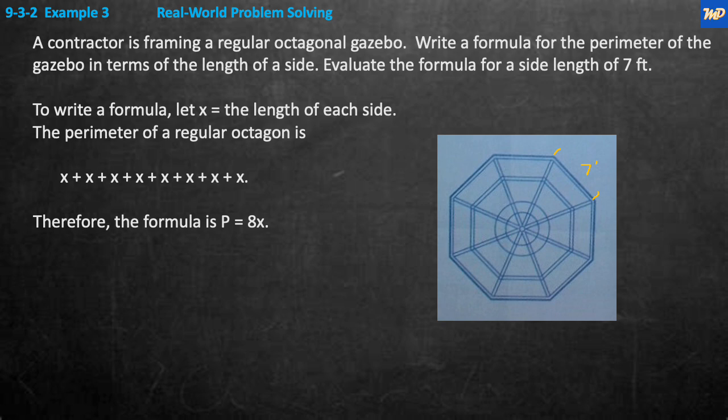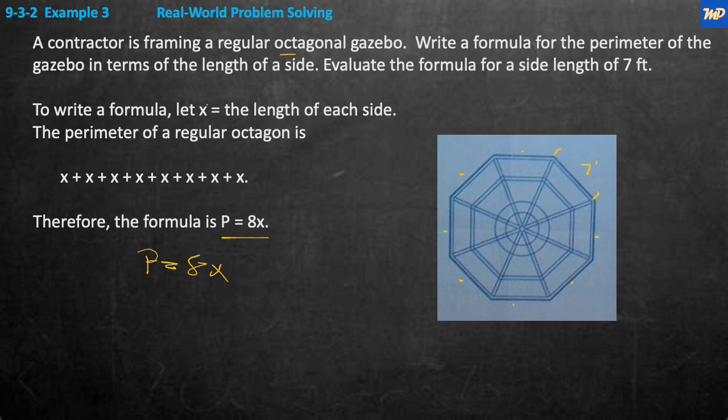It says the perimeter of a regular octagon is x plus x plus x plus x plus x plus x plus x plus x, however many, 8 x's. As you see here, starting with this one we just drew, 1, 2, 3, 4, 5, 6, 7, and 8. Octo is 8. So it's an octagon. So therefore the formula is P is equal to 8 times x.